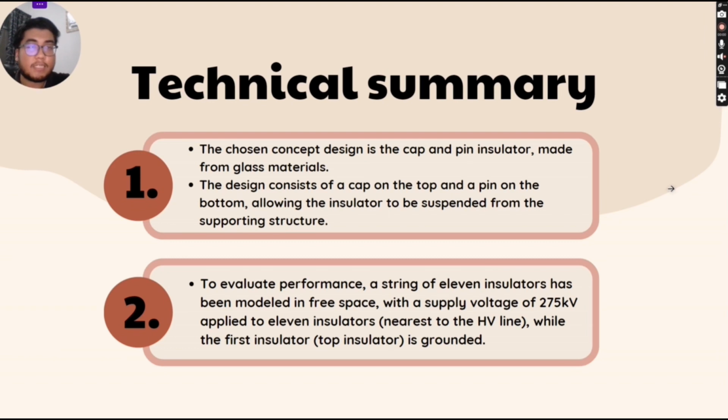Today I will talk about the technical summary for our proposed design and also the technical summary for the FEA analysis. For the first one, the chosen concept design is a cap and pin insulator made of glass materials. For the cap, we put it on the top, and for the pin, we put it on the bottom, allowing the insulators to be suspended from the supporting structure. To evaluate the performance, a string of 11 insulators has been modeled in free space with a supply voltage of 275 kilovolts applied to the 11 insulators, where the first insulator is grounded.